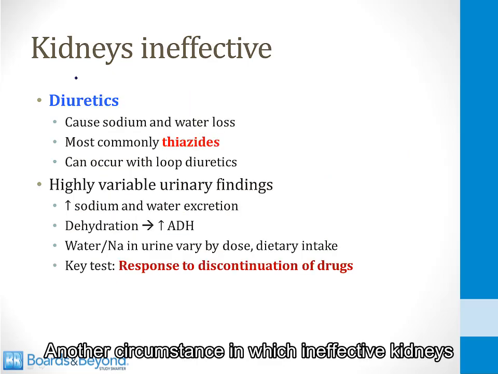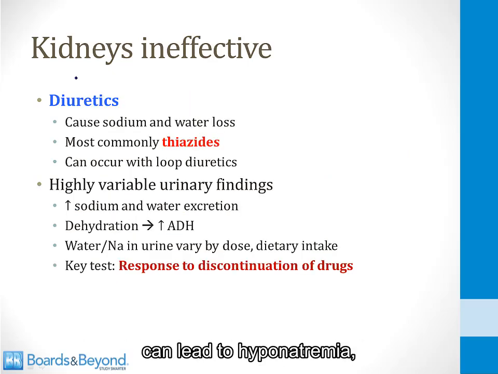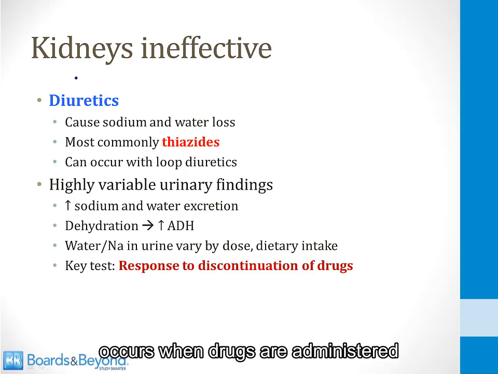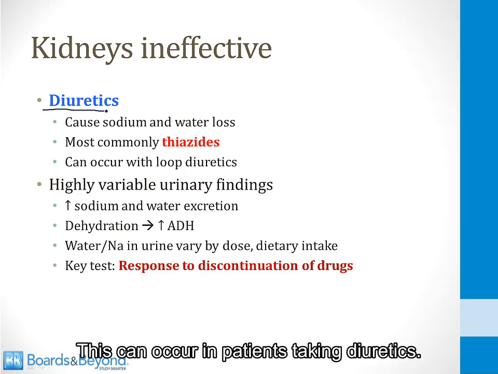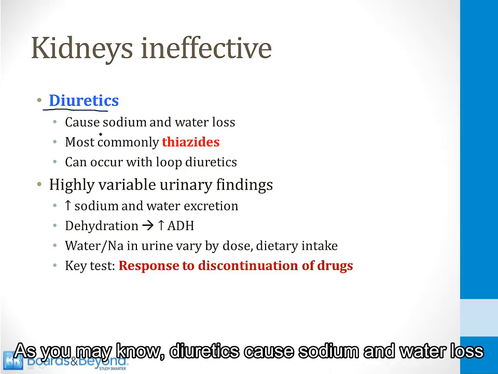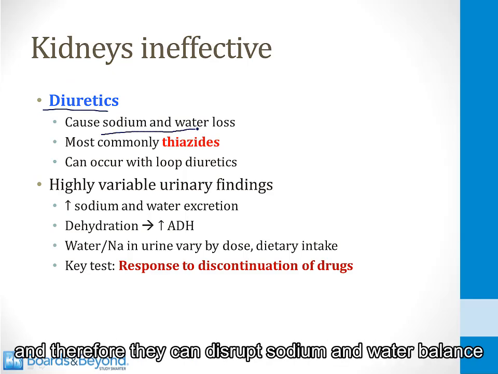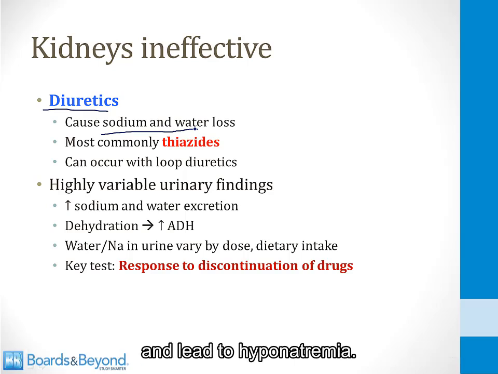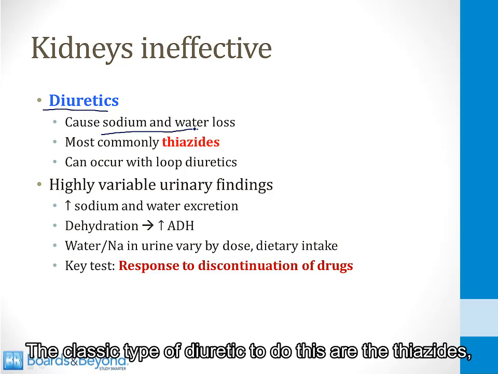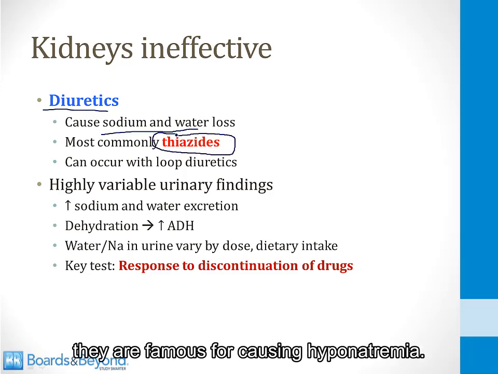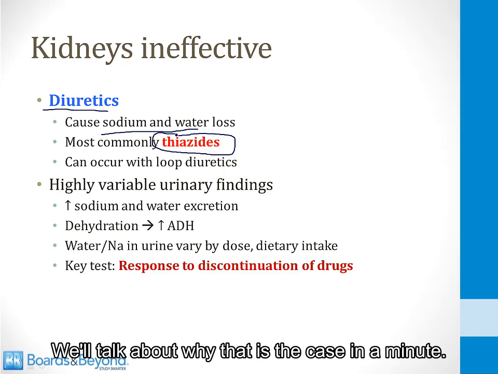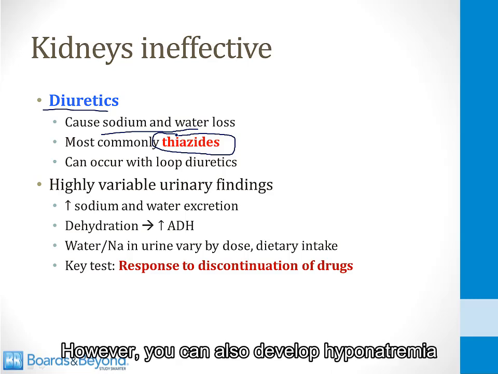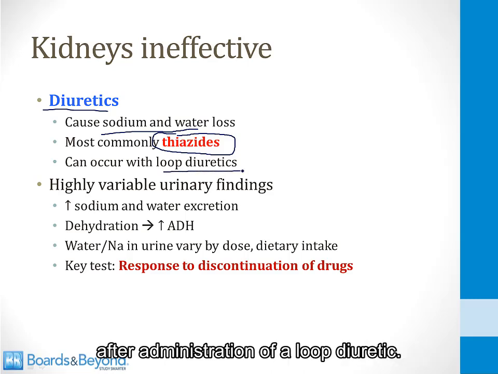Another circumstance in which ineffective kidneys can lead to hyponatremia occurs when drugs are administered that interfere with renal function. This can occur in patients taking diuretics. As you may know, diuretics cause sodium and water loss, and therefore they can disrupt sodium and water balance and lead to hyponatremia. The classic type of diuretic to do this are the thiazides. They are famous for causing hyponatremia. We'll talk about why that is the case in a minute. However, you can also develop hyponatremia after administration of a loop diuretic.